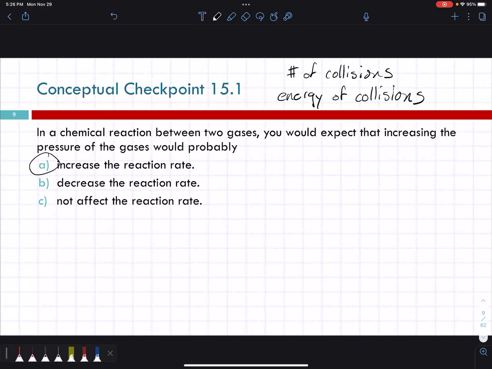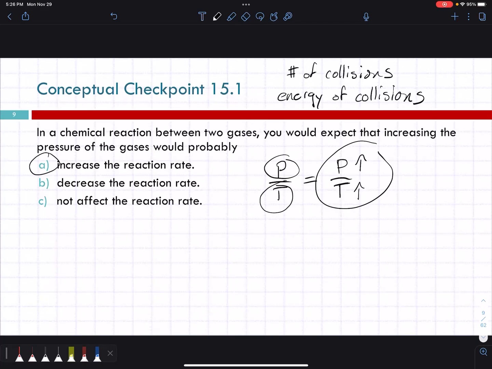So why are we increasing the temperature too? Is that hand in hand? Yeah. Oh, okay. So actually I should say, we had some pressure here, we had some temperature here. If we increase pressure, then this side of the equation has to equal the same thing as the other side still. So temperature also has to increase.